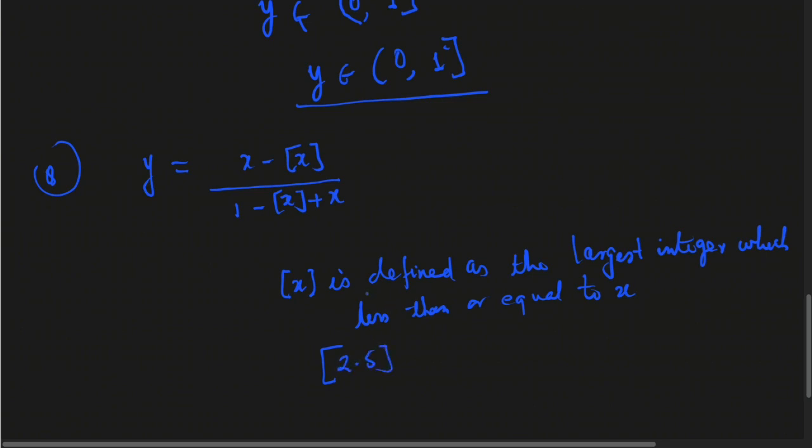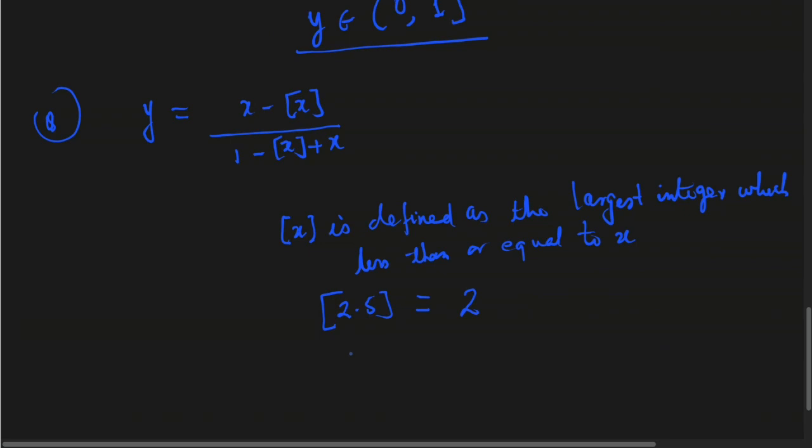So what will be the greatest integer of 2.5? The greatest integer of x is defined as the largest integer which is less than or equal to x. So what is the largest integer which is less than or equal to 2.5? The largest integer which is less than 2.5 is 2. So the greatest integer of 2.5 will be 2. Similarly, what is the greatest integer of 4.7?